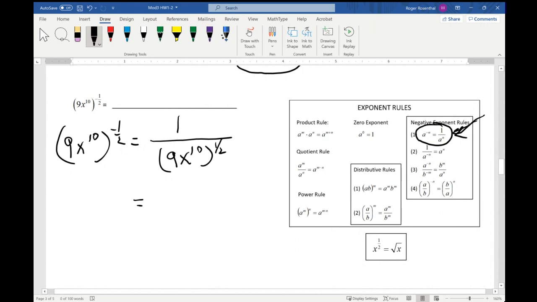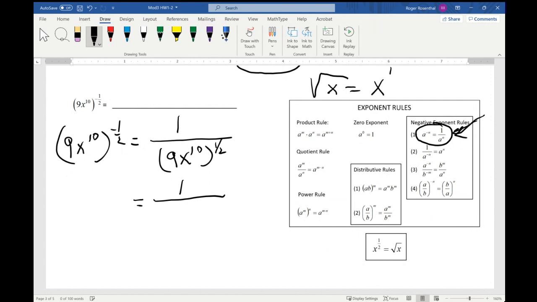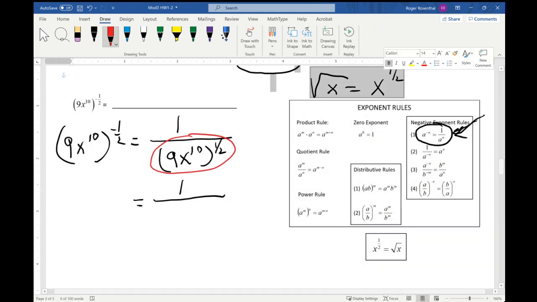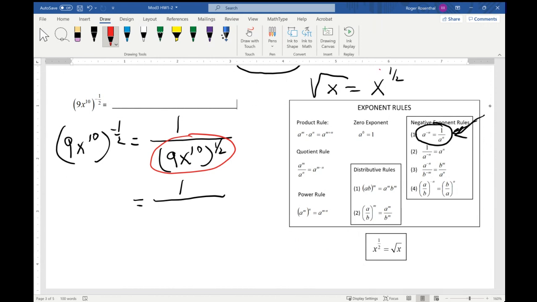Then, if you remember what we saw a moment ago, we notice that the square root of something means the same as having that to the 1/2 power. So when you see something to the 1/2 power, that means it's really under a square root. So I can rewrite this as 1 over the square root of 9x to the 10th.